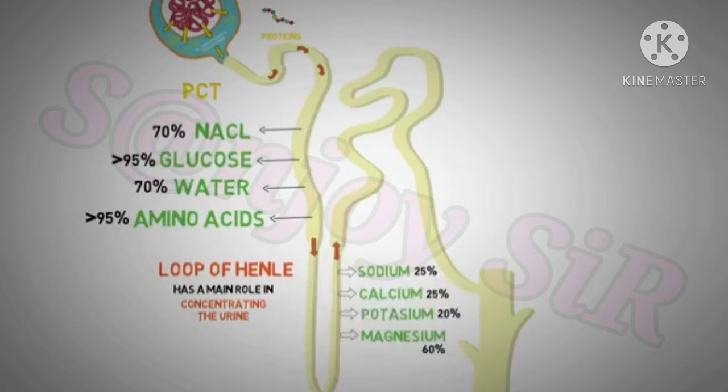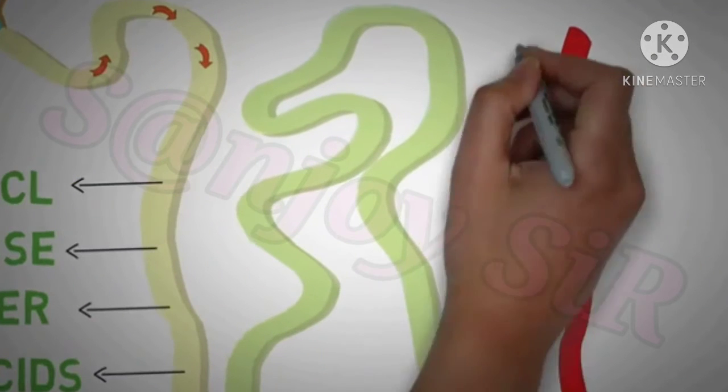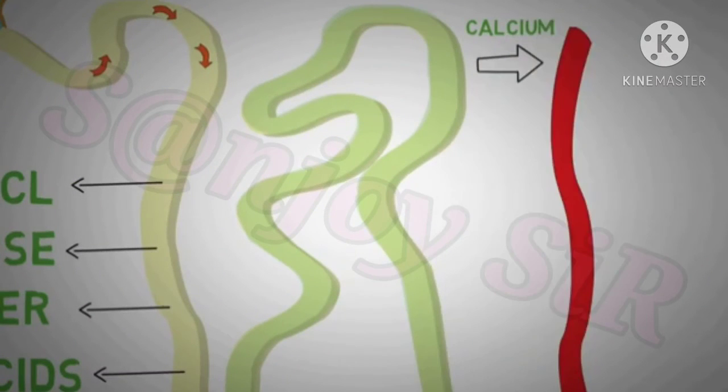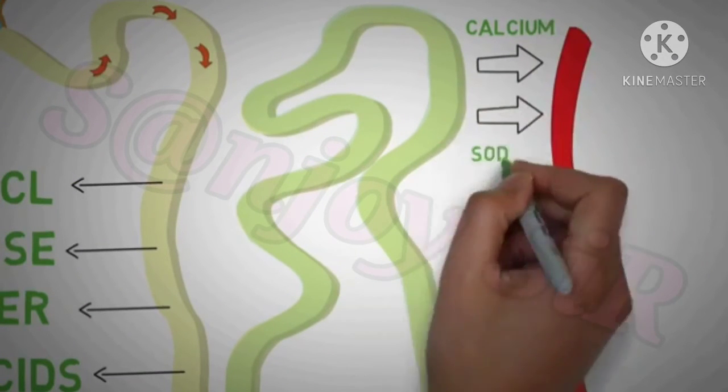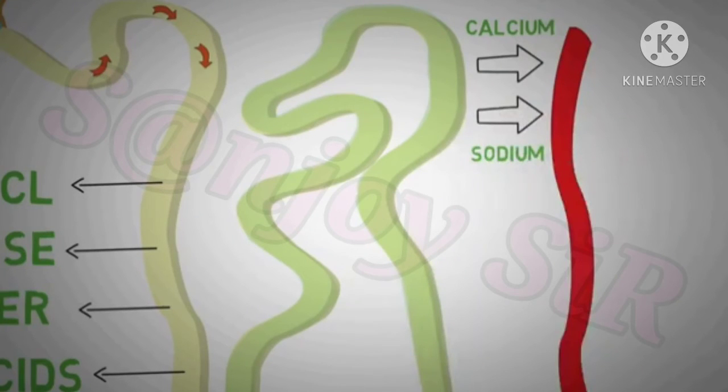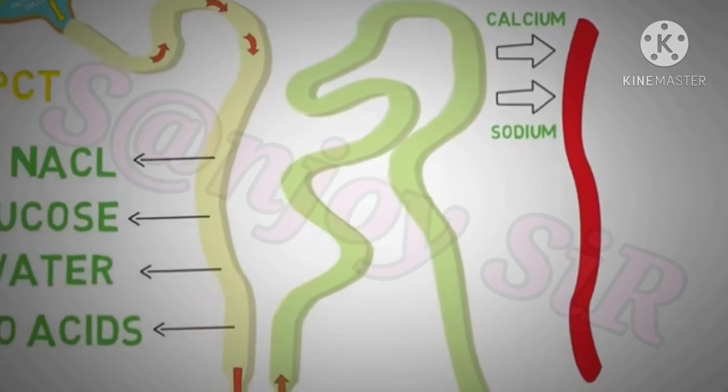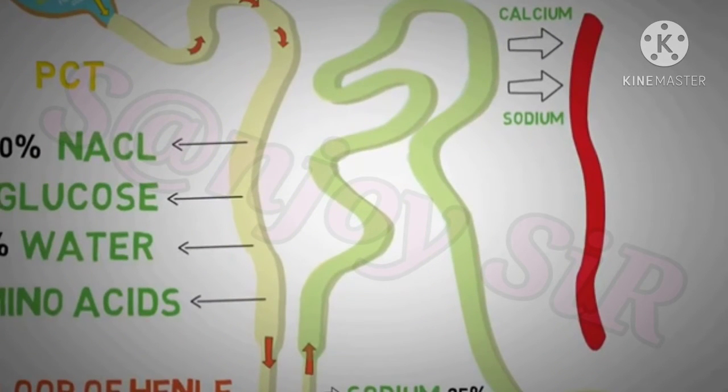So after the loop of Henle, the filtrate then passes into the distal convoluted tubule, which is this part of the renal tubule. And here we have more reabsorption of ions like calcium and sodium. We are just reabsorbing more things that we didn't want to lose in the first place. There's a lot of things we could talk about what gets reabsorbed here, but this is just the overview.